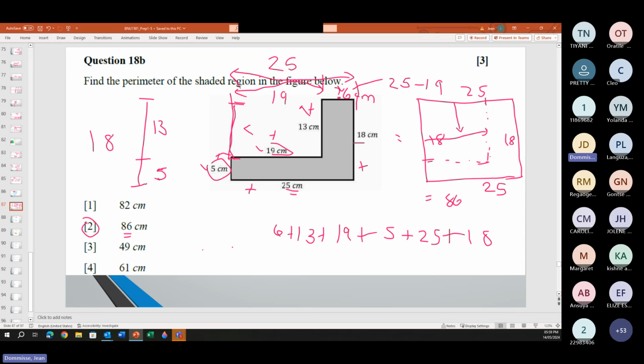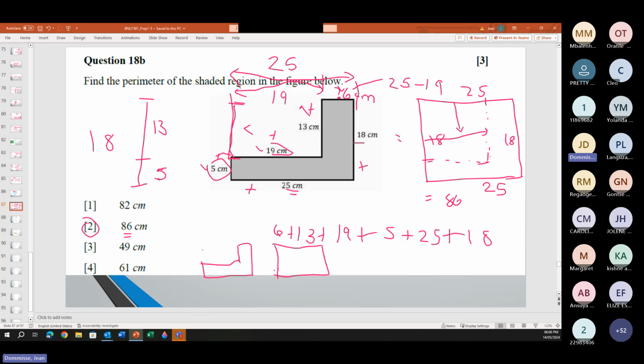If it is this, or if it is this, the perimeter is exactly the same for both of them. Okay, so that might also be something that they give you in a question, namely to ask: is there a difference in the two perimeters?